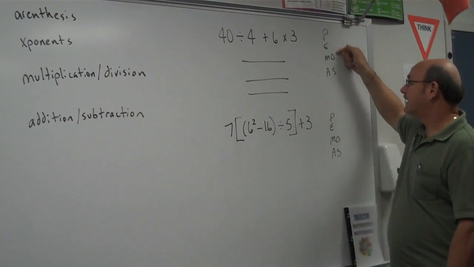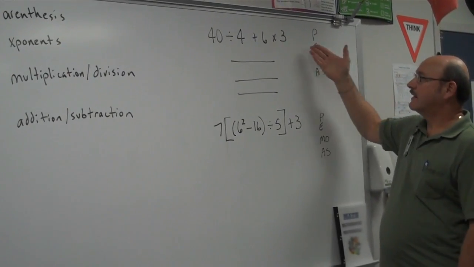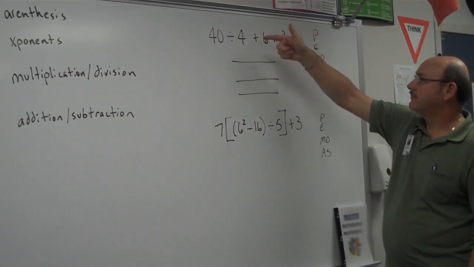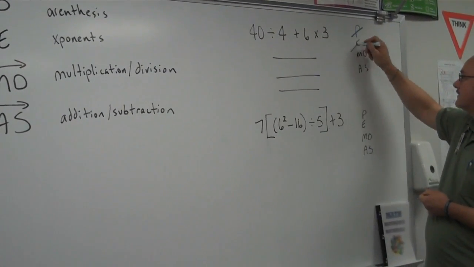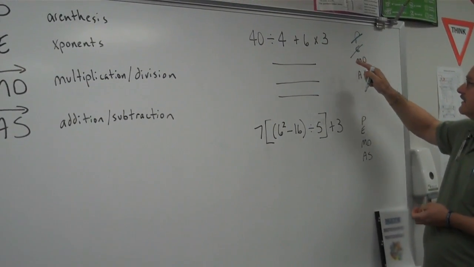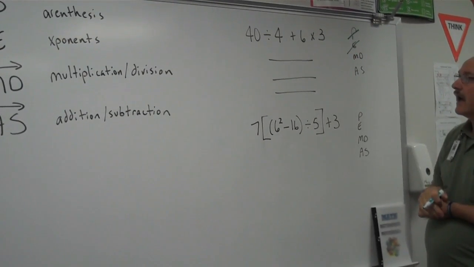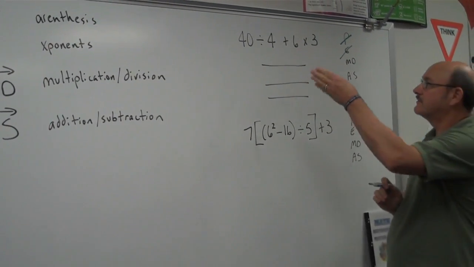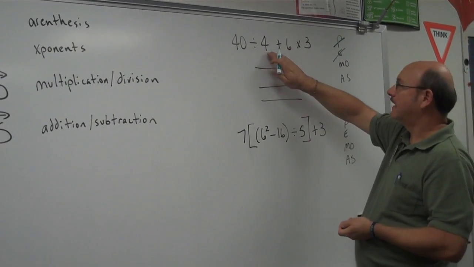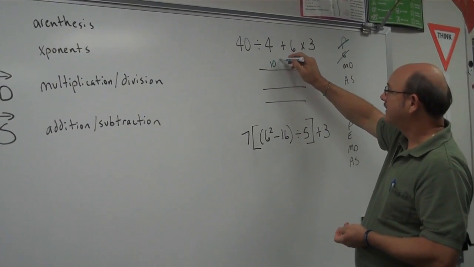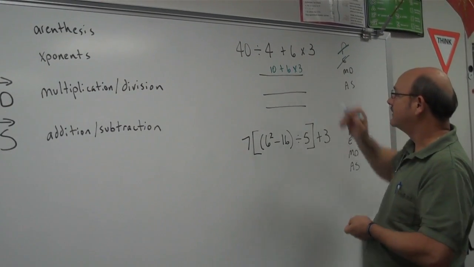I always kind of write down PEMDAS. I look at my problem, I say, is there any parentheses? No. Is there any exponents? No. Is there multiplication and division? Yes, there's both. I'm going to do them left to right. So I'll do division first. 40 divided by 4 is 10 plus 6 times 3.